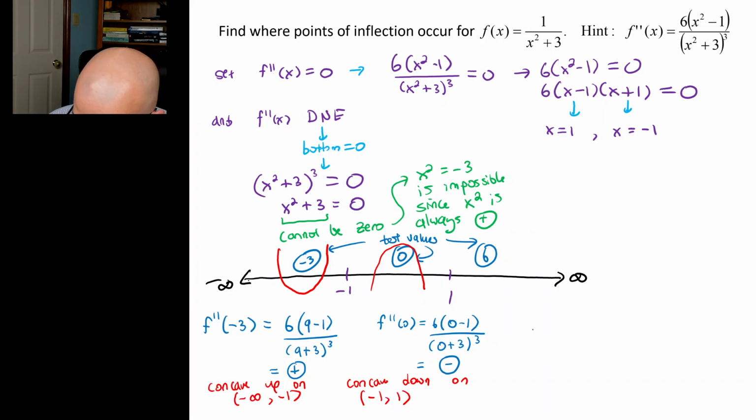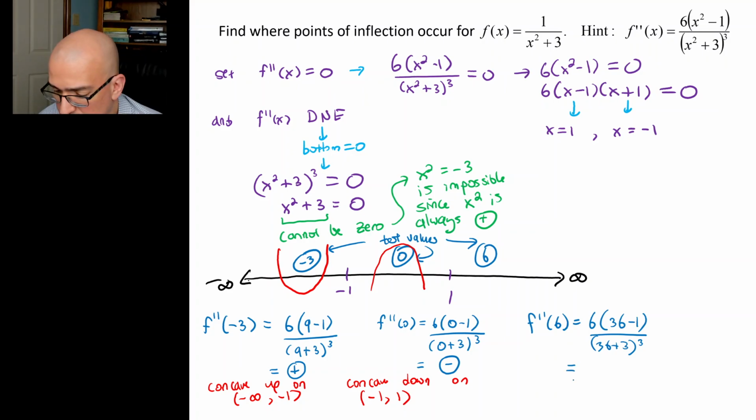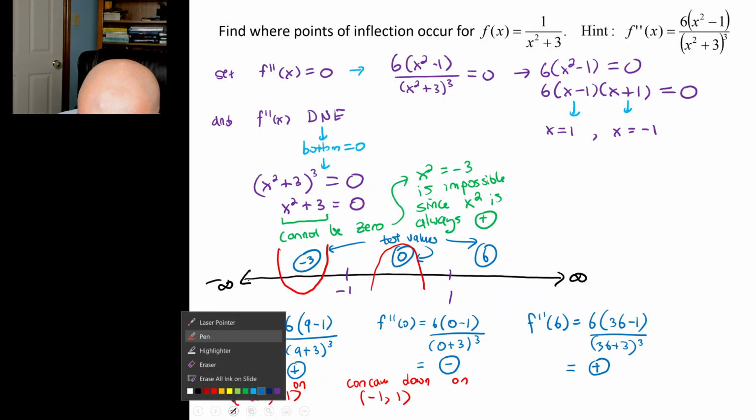And then f double prime of x at 6 is 6 times 36 minus 1 over 36 plus 3 cubed. Please don't multiply that out, 39 to the power of 3. It's pointless. All we care about, we have a positive times a positive divided by a positive, so we're going to get a positive. And that again means concave up in that third region.